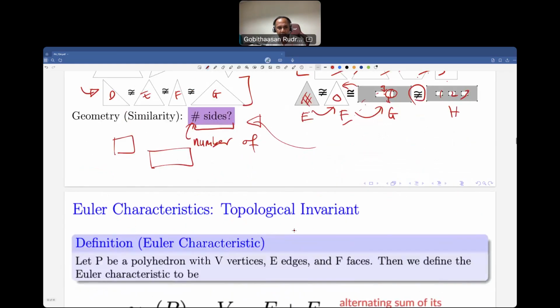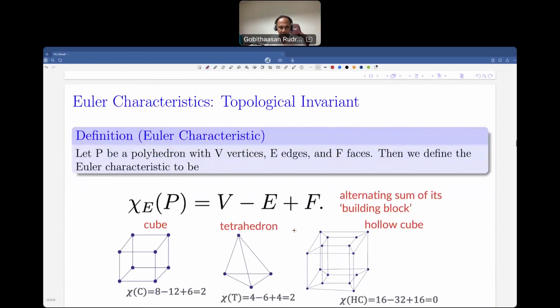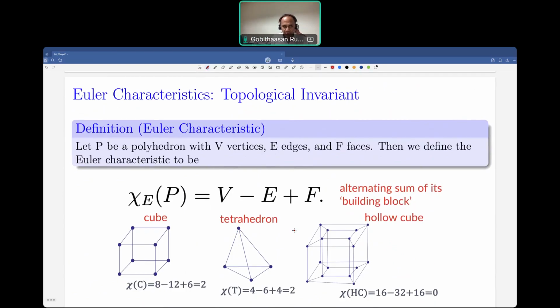Okay. All right. Now let's go further in. There's one thing called the Euler characteristic, right? It's a metric, a topological invariant, a way to quantify shape, right? So let P be a polyhedron with V vertices, E edges, and F faces. Then we define the Euler characteristic to be the alternating sum of its building blocks.